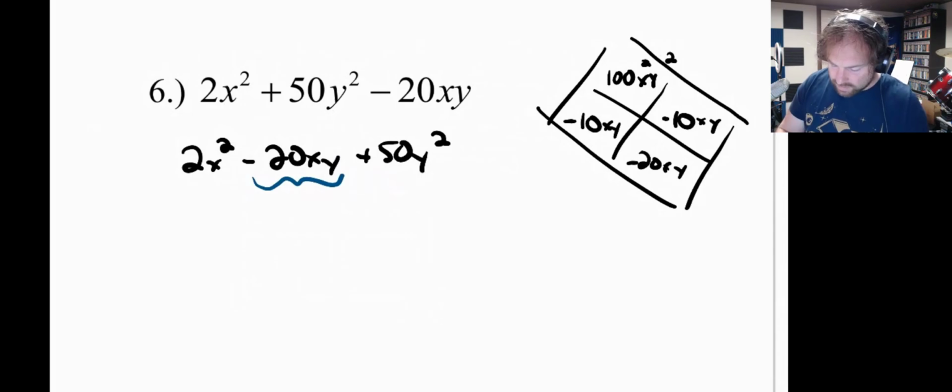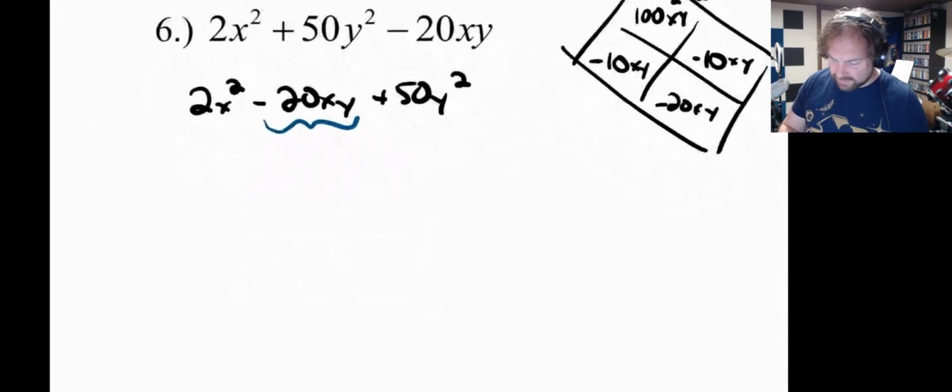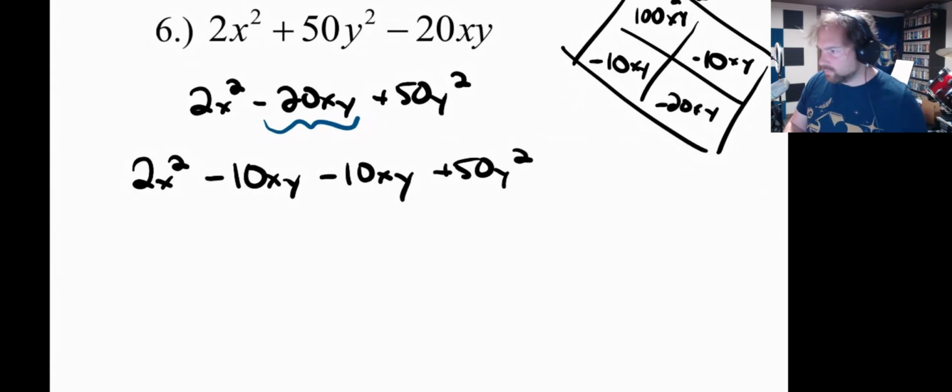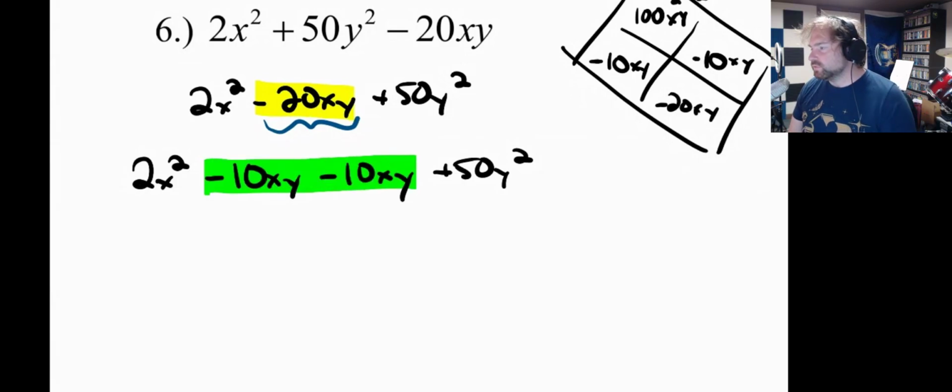So, okay. This is kind of an old school method, but now that I've cracked that code, how about 2x squared minus 10xy minus 10xy plus 50y squared? I used to teach Algebra 2 this way years and years ago. I just want to point out that I split up minus 20xy into two separate minus 10xy chunks. And now I want to apply the same method that I used in number 5, because in the first 2 terms, I can factor out 2 and x.